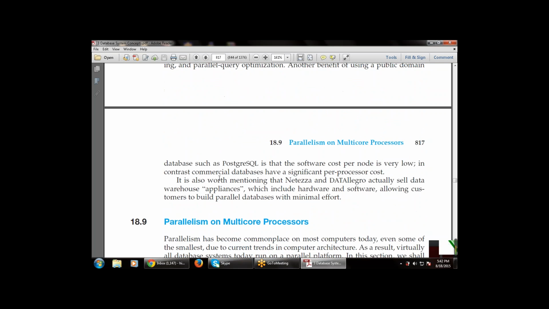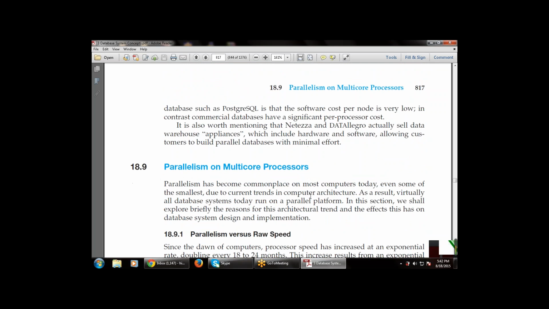It is also worth mentioning that Netezza and Datallegro actually sell data warehouse appliances, which include the hardware and the software, allowing the customer to build parallel databases at minimum cost. So these are the various products sold with the various warehouse appliances.